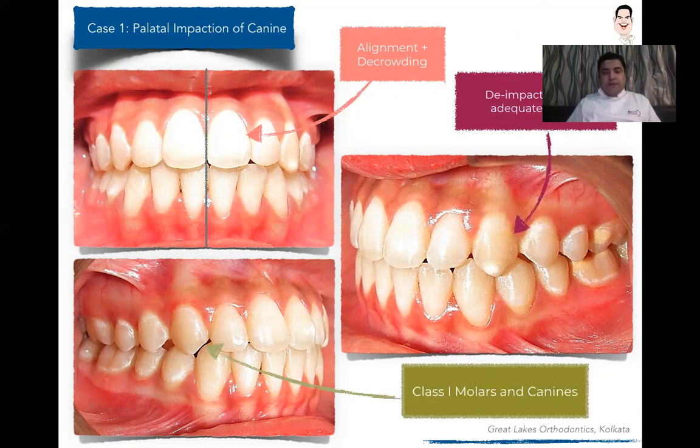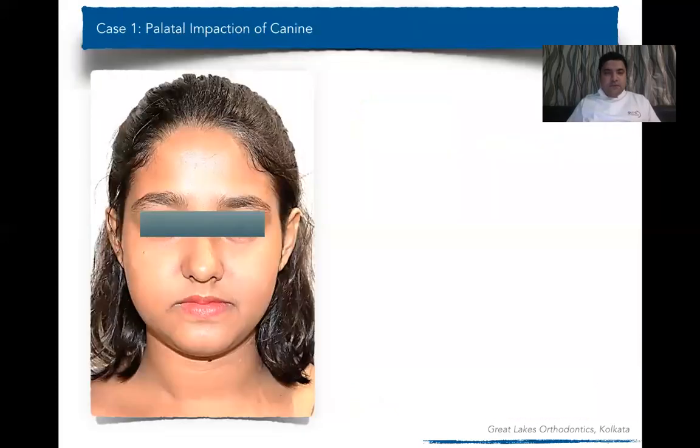The most important perspective which you need to look into is the prominence of the root of the canine. If you're able to achieve prominence of the root of the canine at the end of the treatment in a case of palatally impacted canine, then your torque is perfect. So that's the canine into place as of now with good occlusion.